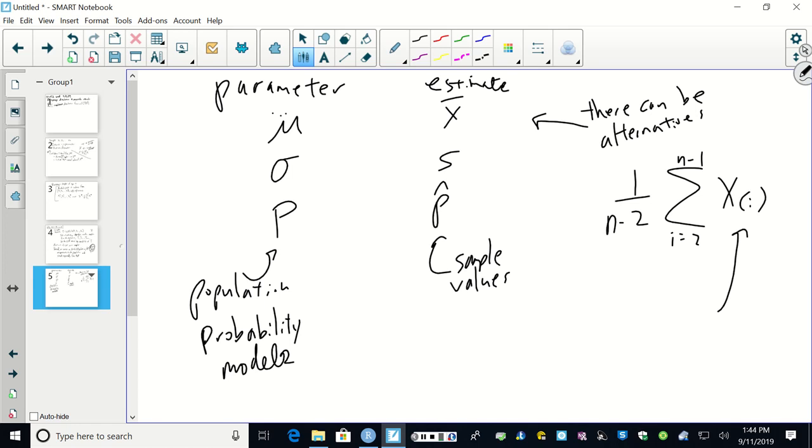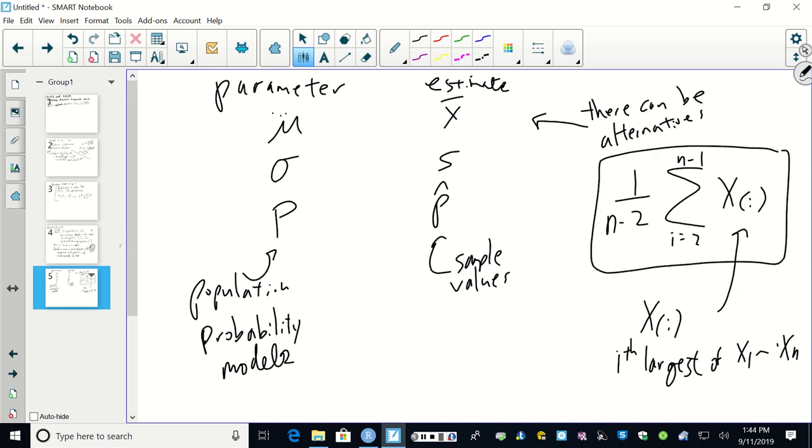Now this little thing is kind of standard notation for the ith largest of the x1 up to xn. So if you put all the values in ascending order and dropped out the smallest and dropped out the largest, this would be one way of putting that in a formula, right?